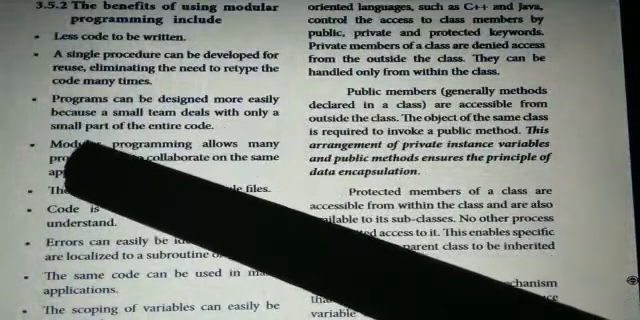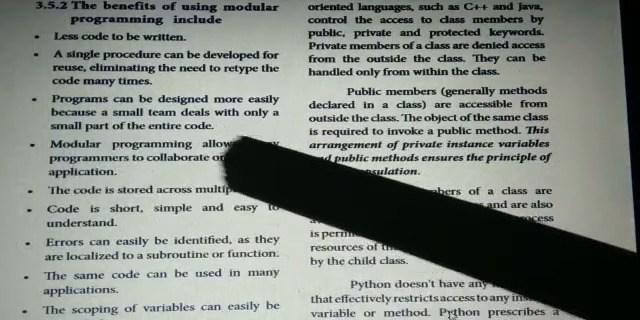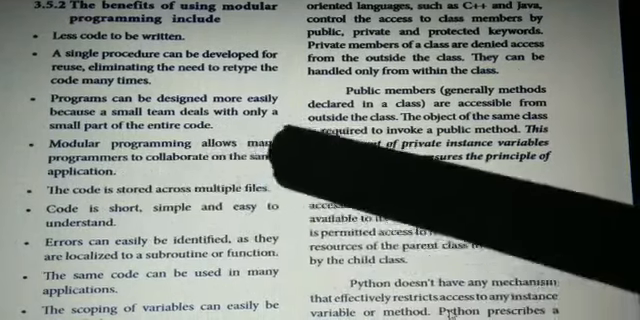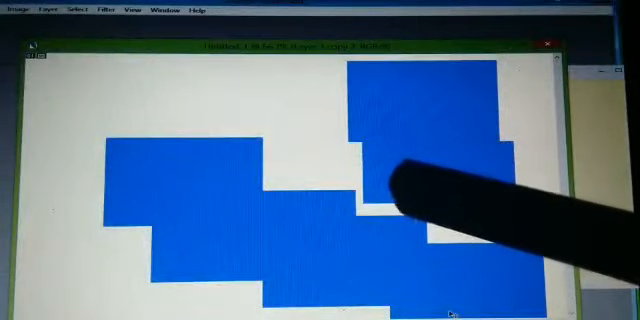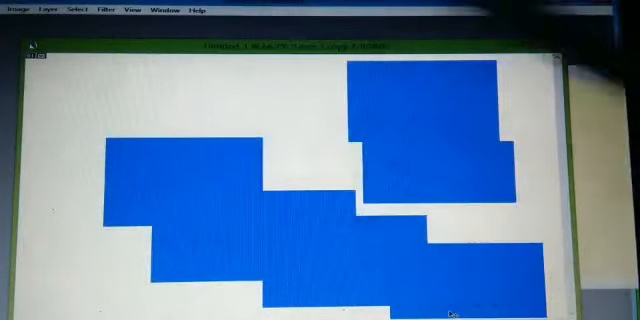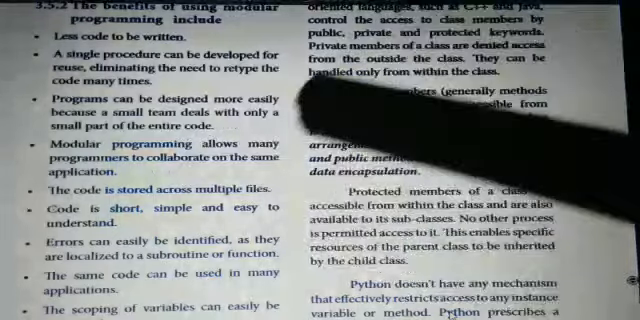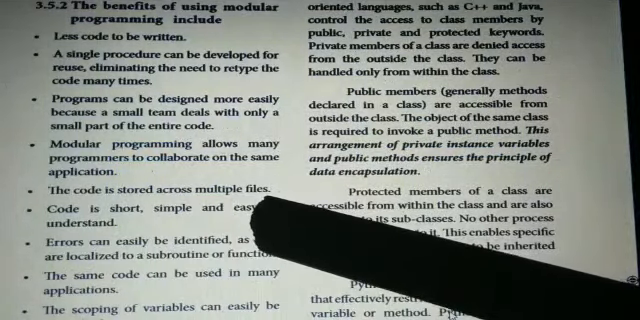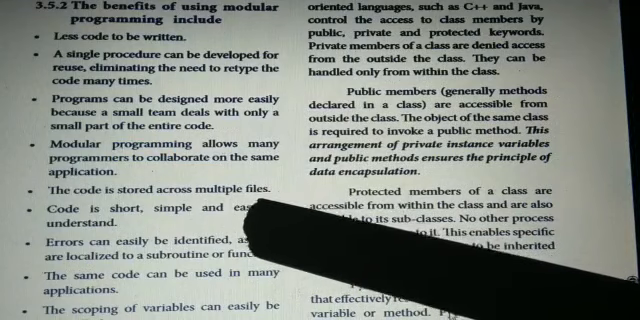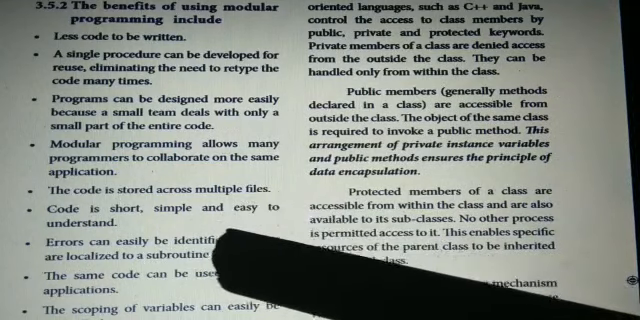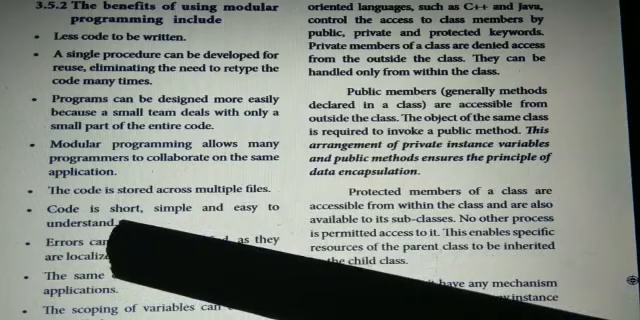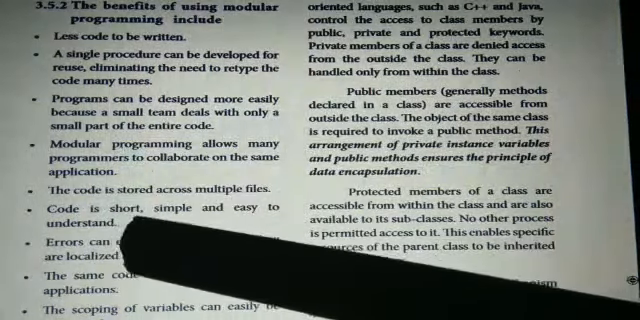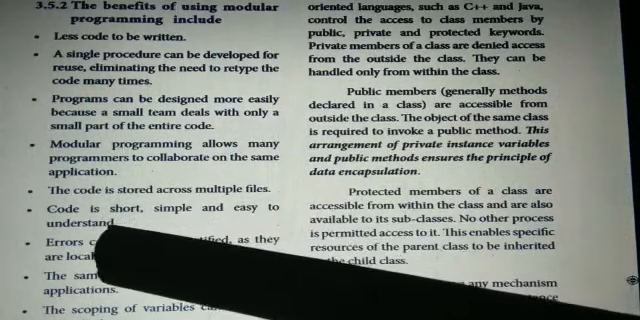The next one, modular programming allows many programmers to collaborate on the same application. In a single program, each module is developed by individual persons, and then the code is stored across multiple files. Developed by separate developers, that is stored on their machines, that is separate files. Code is short, yes, very little. A big program is divided into small programs. Code is short, simple and easy to understand.